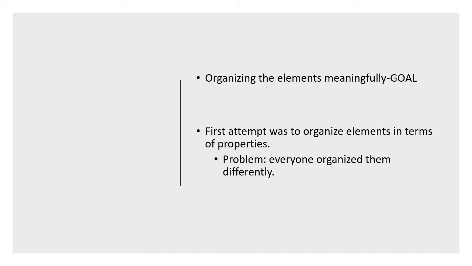So the main goal of the periodic table, or the main goal that scientists had, was to organize the elements meaningfully. The first attempt was to organize elements in terms of properties, and that's understandable. However, with many of the first attempts, the problem was that everyone organized them differently. And of course the problem with that is that communication was stifled. People just couldn't communicate with each other clearly.